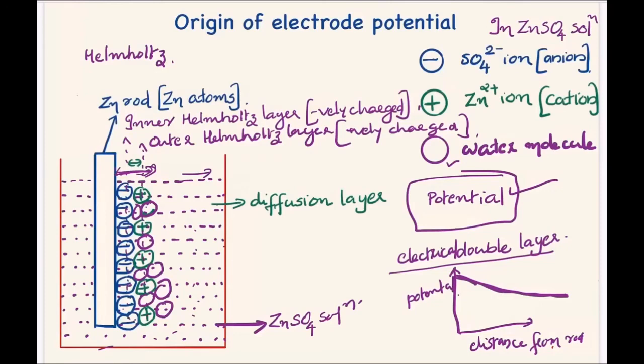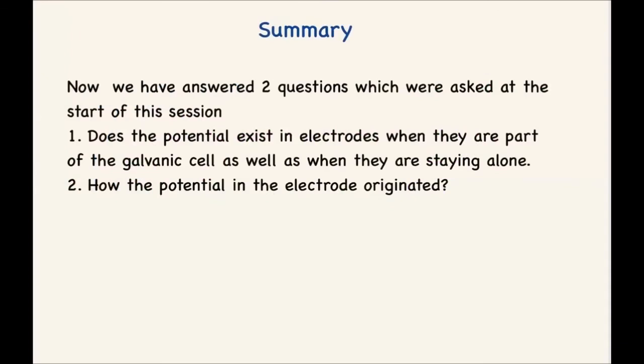Now we studied why potential is formed. In summary of this session, we have answered two questions which were asked at the start of this session. We answered this question: does the potential exist in electrodes when they are part of the galvanic cell as well as when they are staying alone? We answered the question of how the potential in the electrode originated. So both the questions which were asked at the start of this session are answered now.